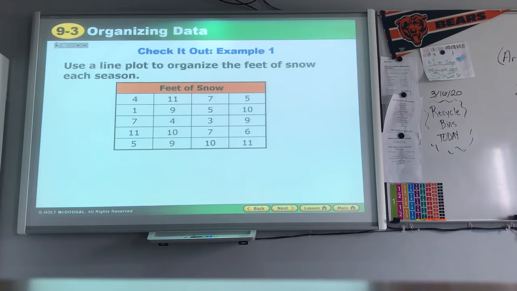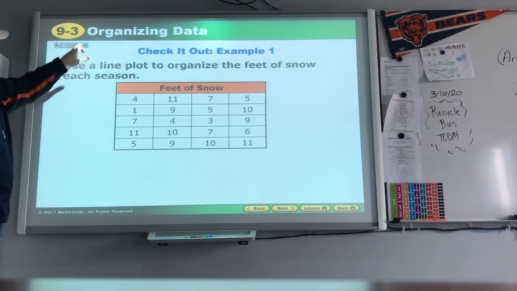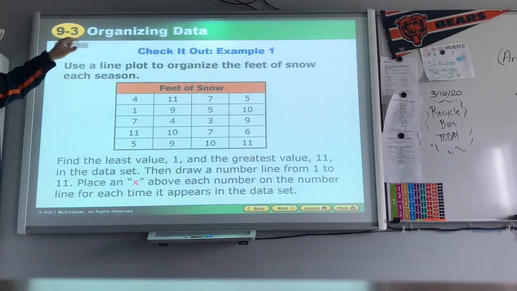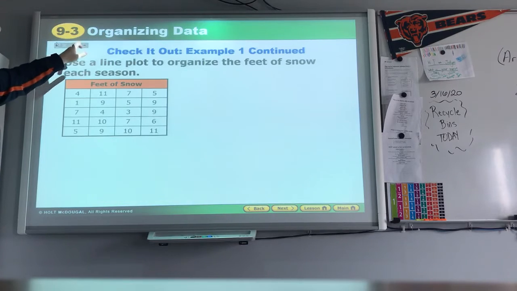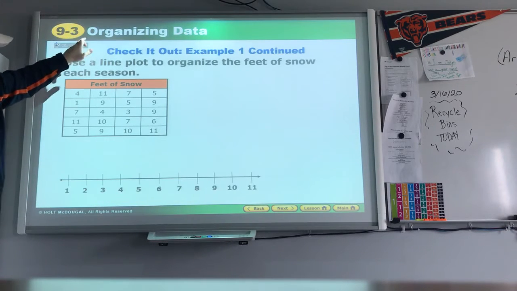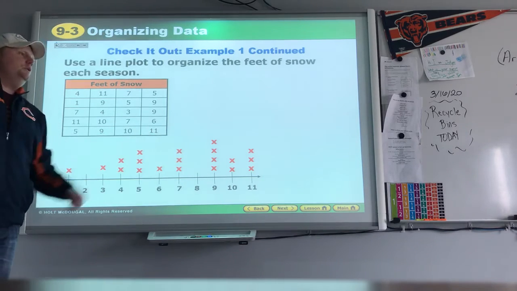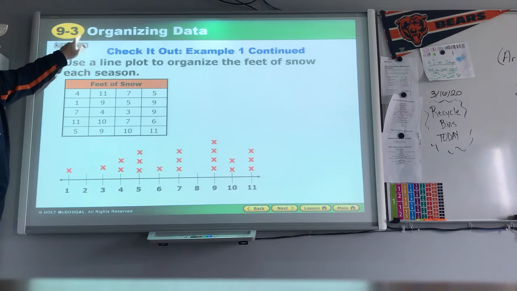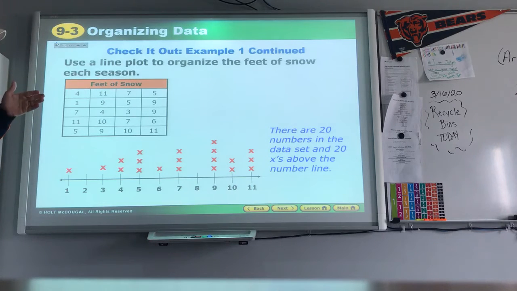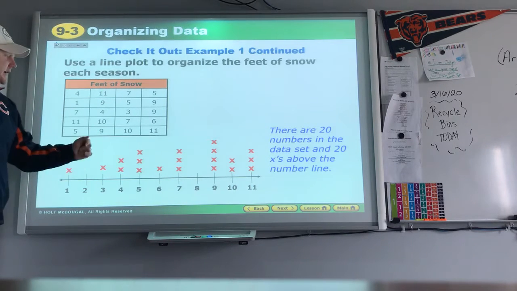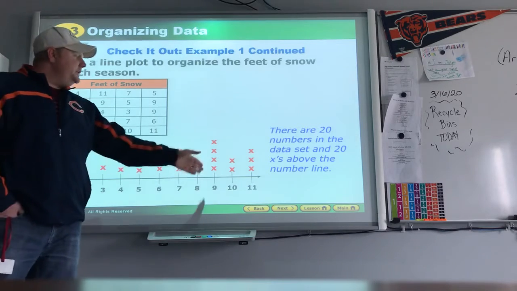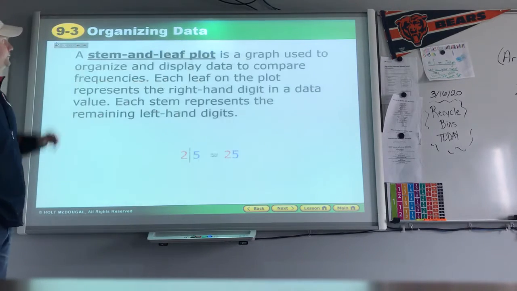Use a line plot to organize these feet of snow in different years. All right. So we do that. 1 is the smallest, 11 being the biggest. We draw our number line from 1 to 11. We put our x's on there. 9 feet of snow had the most times recorded. It appeared the most in all the years. All right. Notice there are 20 numbers and there are 20 x's. This is a way to quickly see which one had the most.